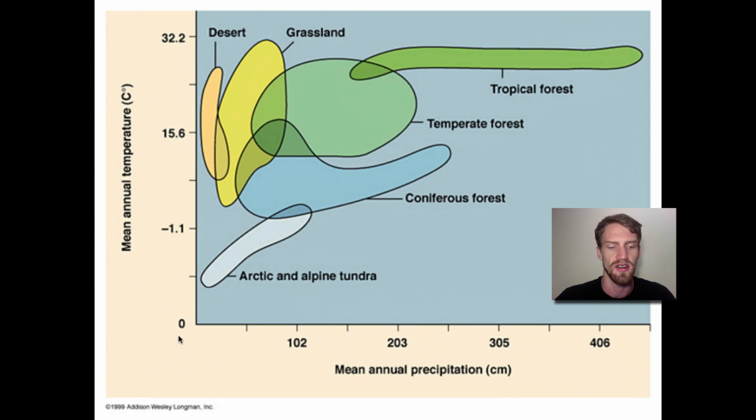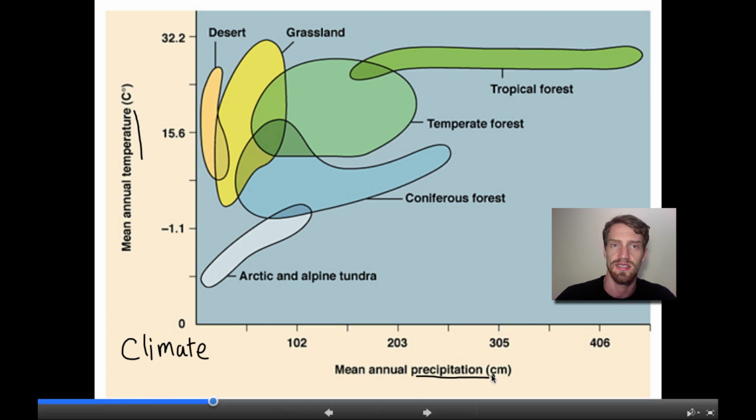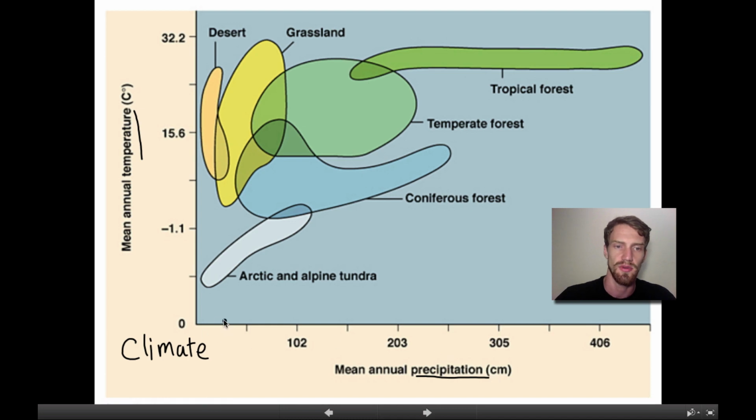Now, I mentioned earlier that a biome is characterized by a particular climate. A climate is really a function of the temperature of a specific region, as well as its average precipitation. So what you see here is, we'll start out with precipitation. Biomes with small amounts of precipitation would be like a desert and the Arctic and Alpine tundra. They're going to have very low amounts of precipitation. On our other extreme, we'd have tropical rainforests, which have an incredible amount of precipitation.